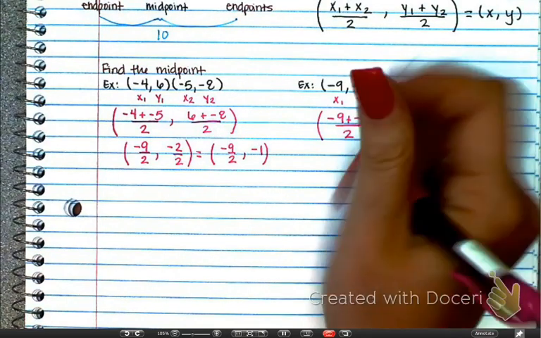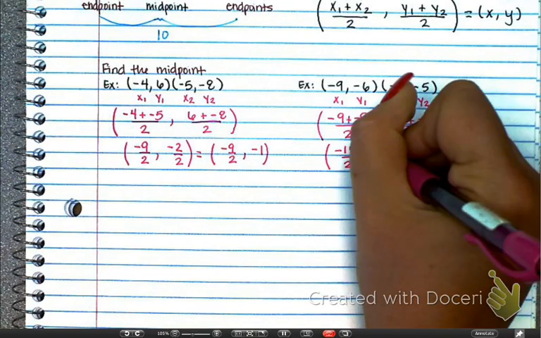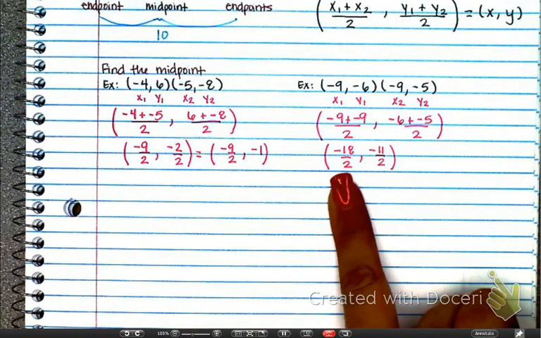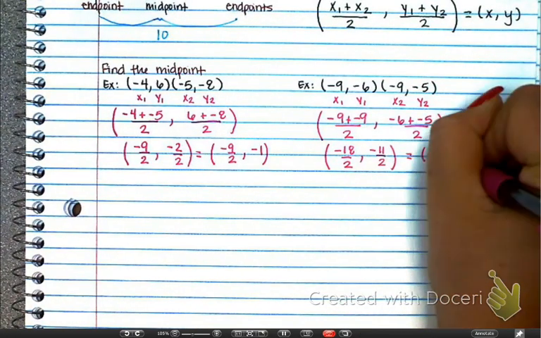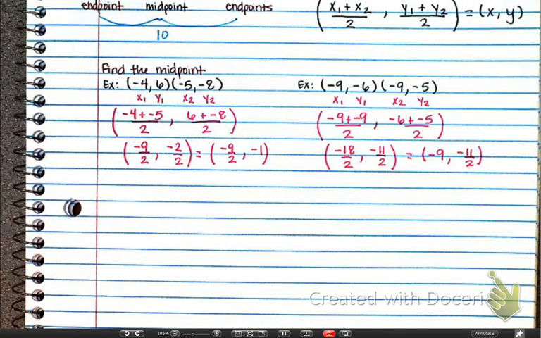-9 plus -9 gives you a negative 18 over 2. Negative 5 plus negative 6 is negative 11 over 2. Can I reduce this first fraction? Yes, to negative 9. And then negative 11 over 2 I cannot reduce. How do we feel about those two? Not too bad. Do you need to see another one on finding midpoint? Does anybody need to see one? No? We're okay? All right.